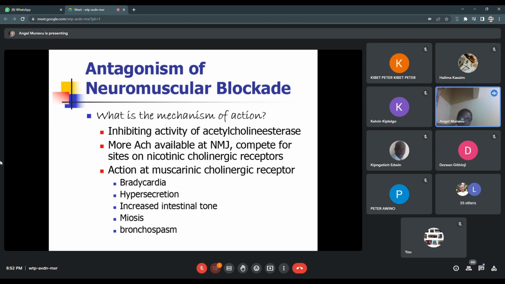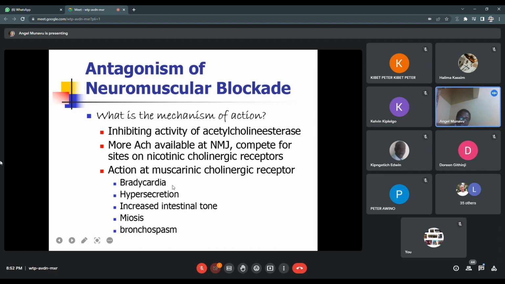that neostigmine or the other drug will cause bradycardia. They increase the salivary secretions. They also increase intestinal tone, so the patient may present with diarrhea. They may cause miosis, they constrict the pupils, and then they cause bronchospasm. So these are side effects of the anticholinesterase, the neostigmine.